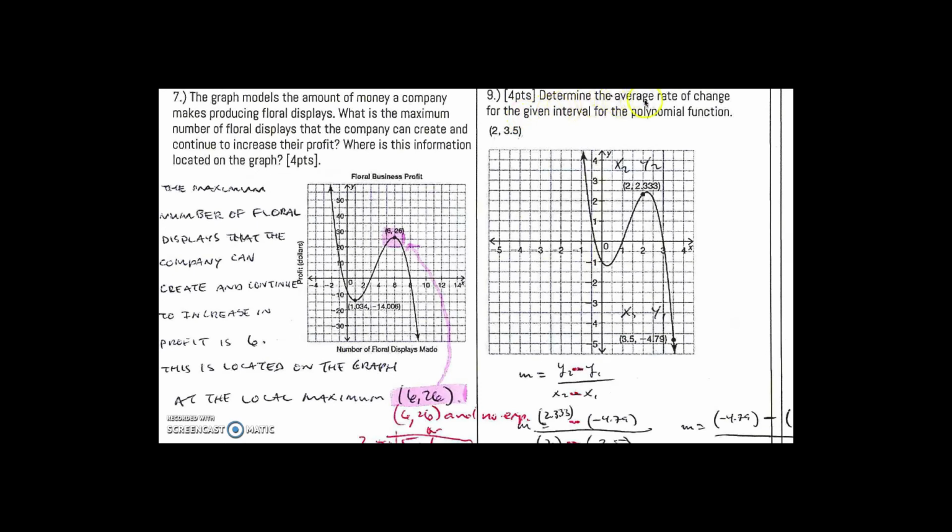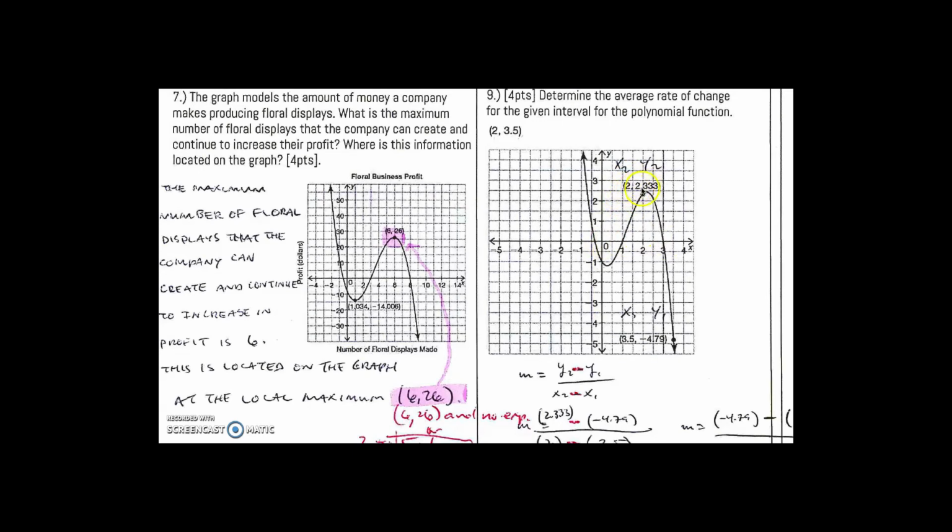Question number 9 says determine the average rate of change for the given interval for the polynomial function. Average rate of change just basically means slope. This is telling you an interval. This is not the ordered pair. This is basically saying from this point to the x value 3.5. Well, it tells you right there.